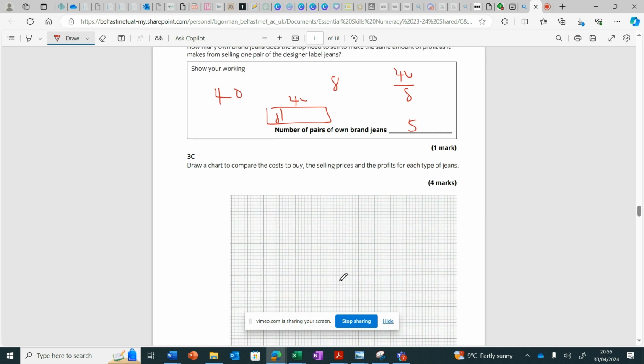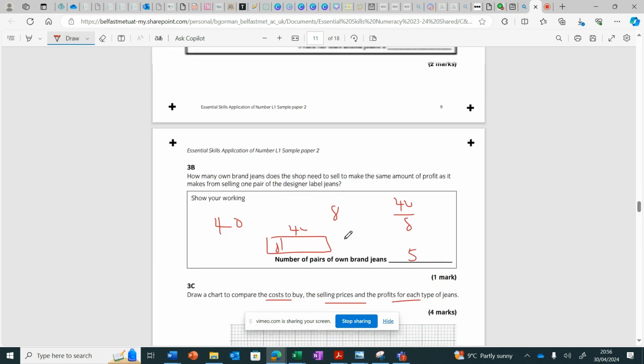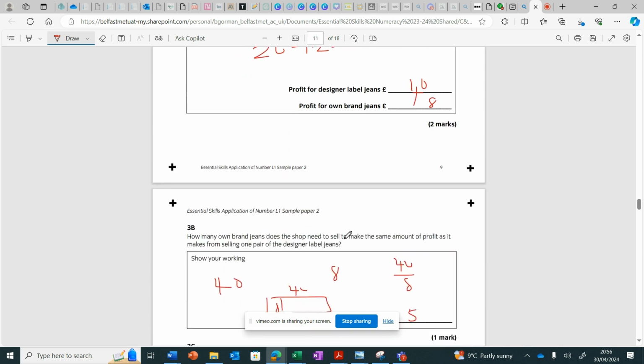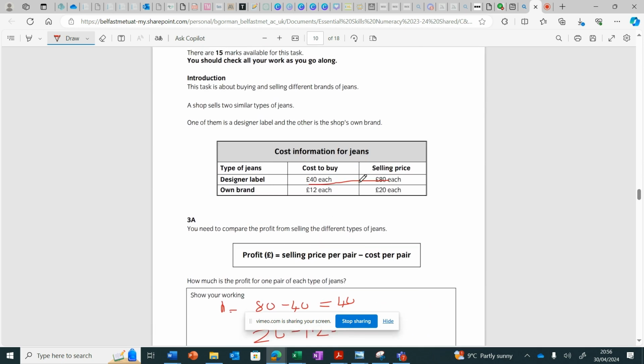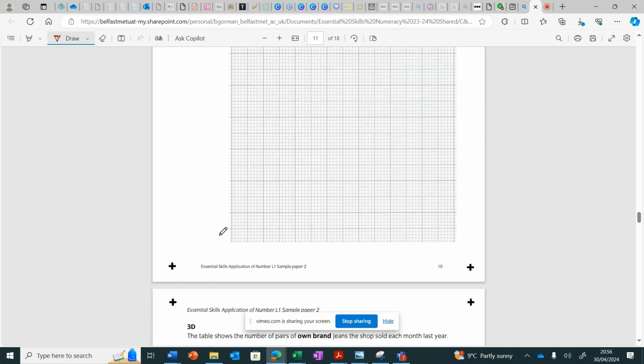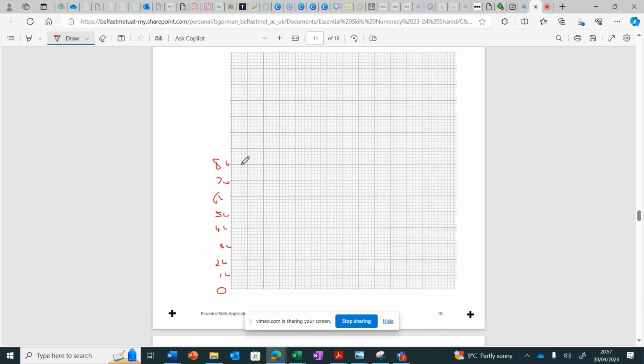Then we've got to draw a chart to compare the cost to buy, the selling price, and the profits for each pair of jeans. Right, so there's quite a bit of information there. The biggest price is 80, and this is for designer jeans. So we'll get our little table organized: 10, 20, 30, 40, 50, 60, 70, 80. And then I'm going to fill in the rest of the numbers there. I've got a reasonable scale. And I'm going to make these skinny because there's quite a lot of bars.